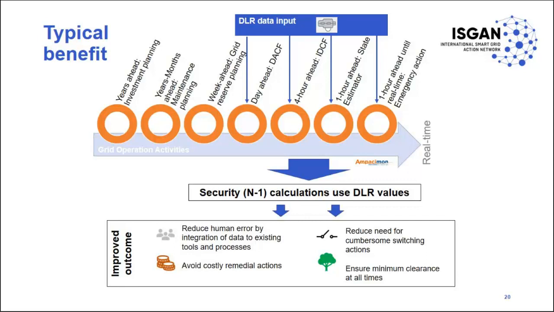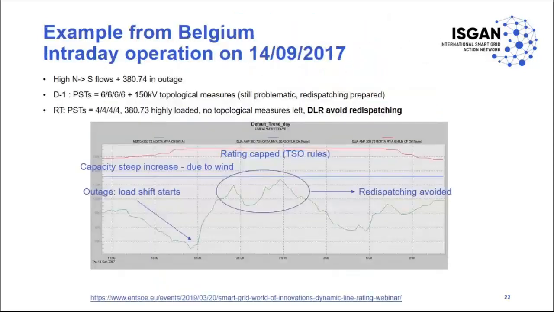By using the DLR values directly in the N-1 security calculations, the expected congestion or overload risks are automatically reduced. Automating this process means that it reduces human errors of handling the data. It also reduces the need to even consider cumbersome topology actions and costly remedial actions. All of this must be in a good quality, though, so that it guarantees no violation of safety limits like minimum clearance and conductor temperature.